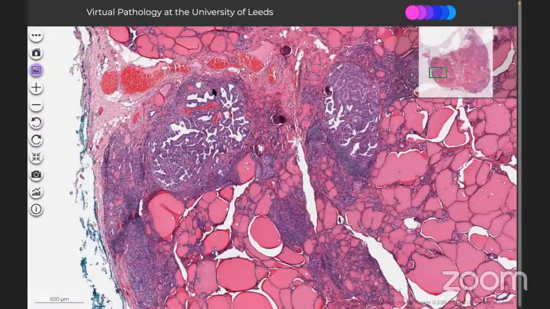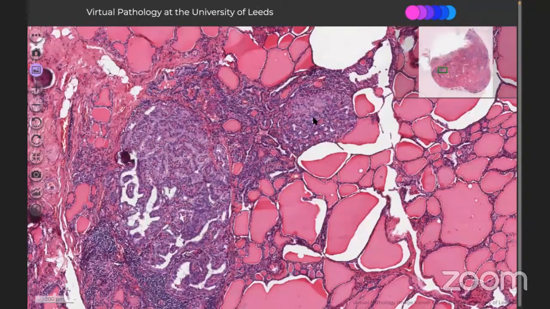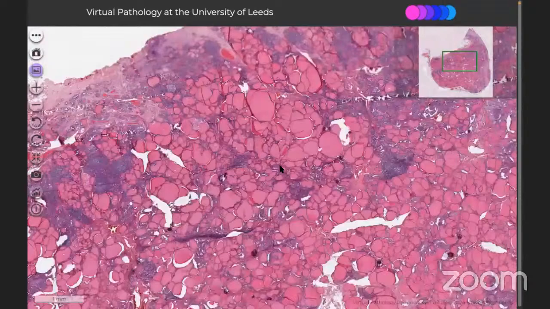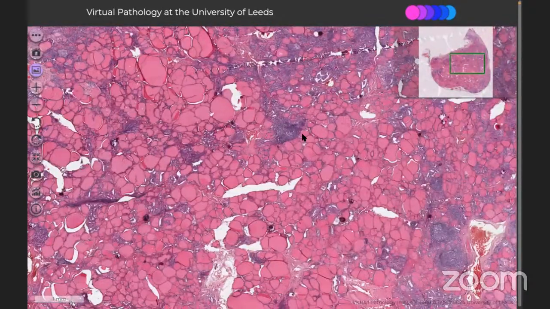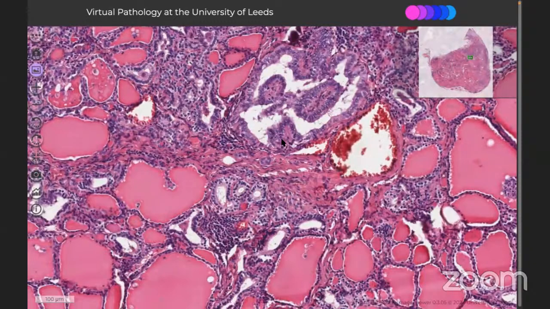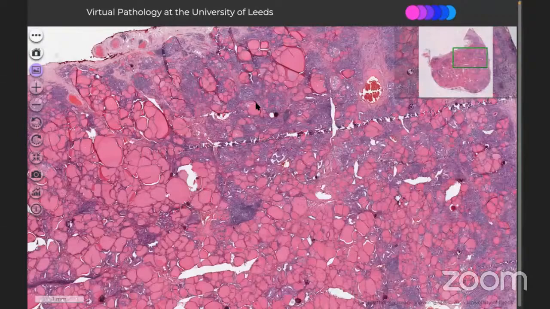So this is not a single focus. There is another focus also. Okay. As you move along, there is another focus also. Yes, here also there is another focus of PTC, and this is a classical papillary carcinoma.